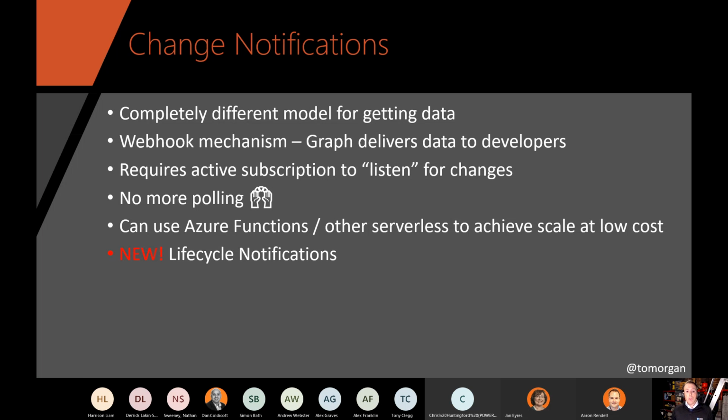You set up a subscription for a particular workload, like Teams messages or new channels or messages in a channel or whatever else it is, and tell Graph to call you back on an endpoint. And when anything happens, Graph will call your API with the information of whatever has changed. Much nicer to write code for as a developer.